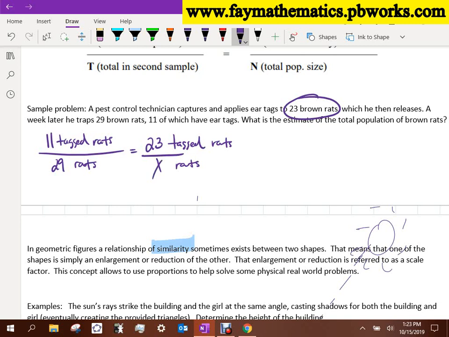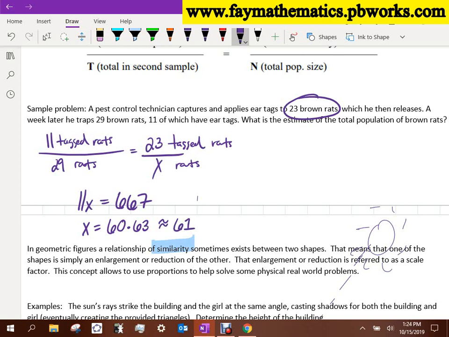If I cross multiply, I get 11X. 29 times 23, that's 667. And I'll divide by 11. Does this give me 60.63? Okay. So I'm going to just round up.